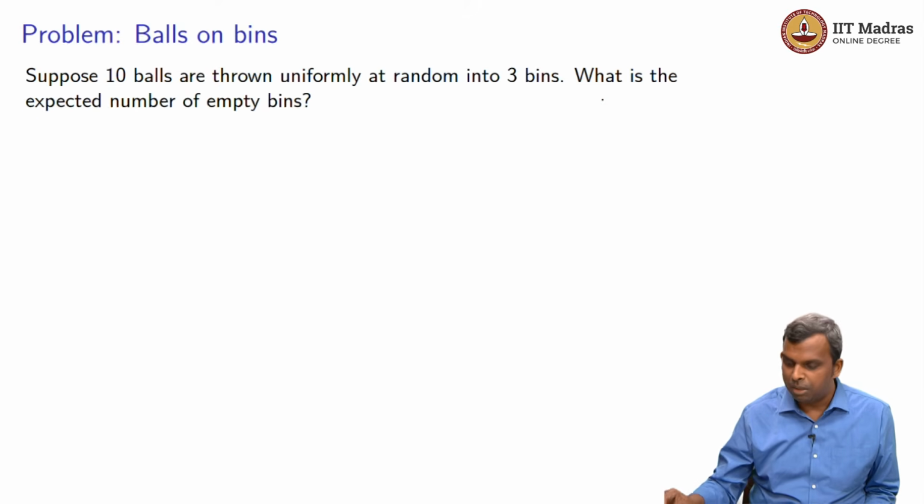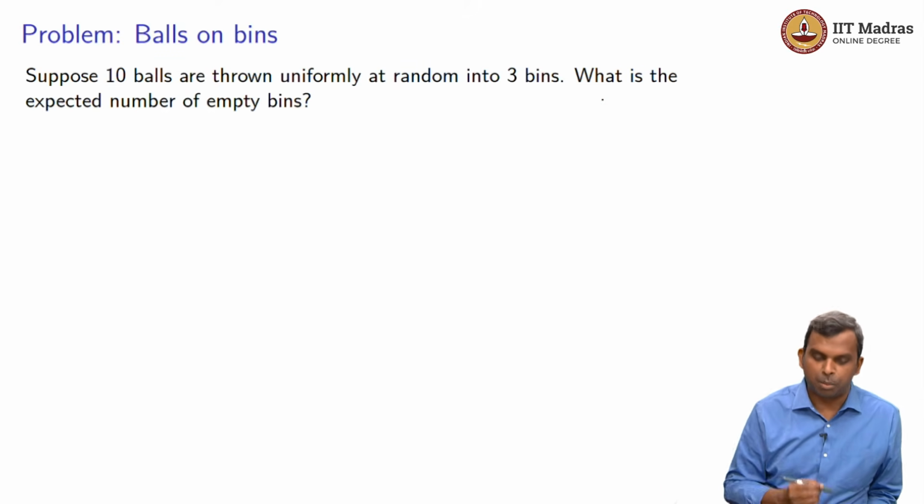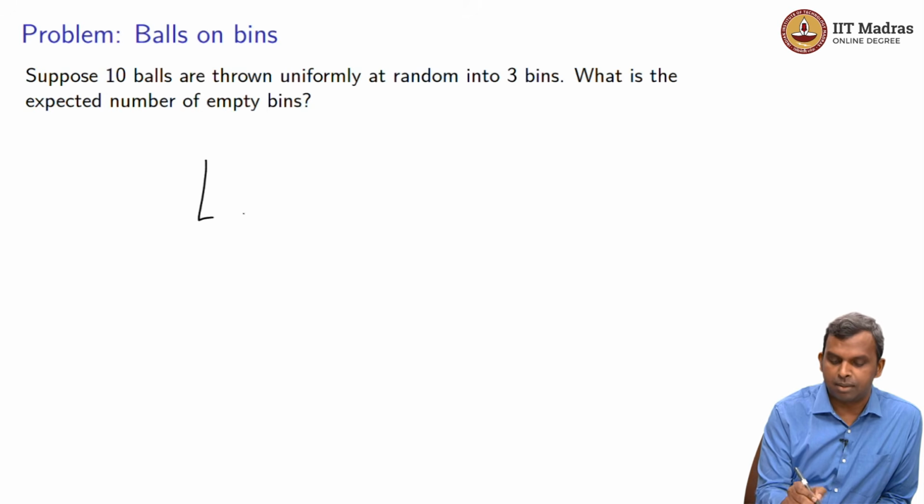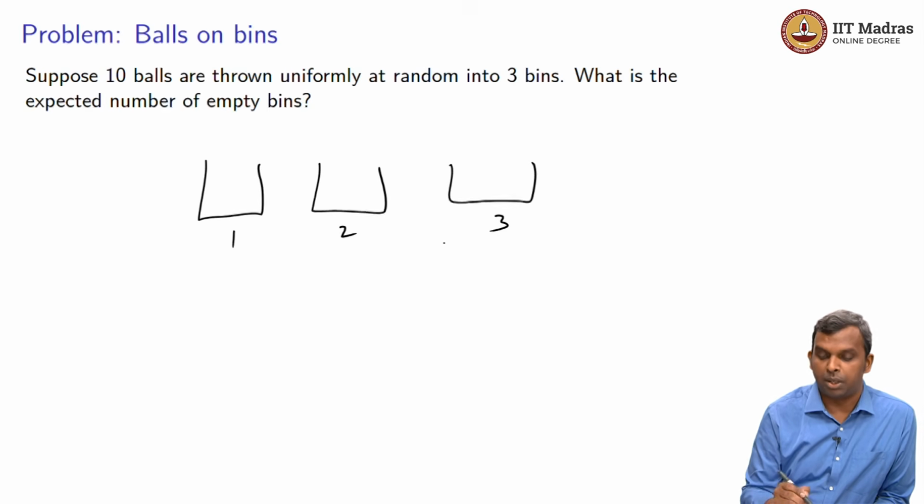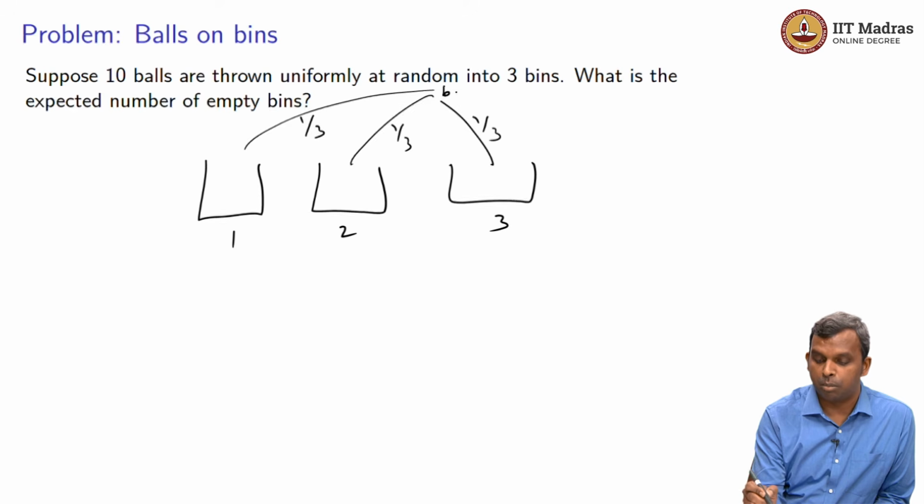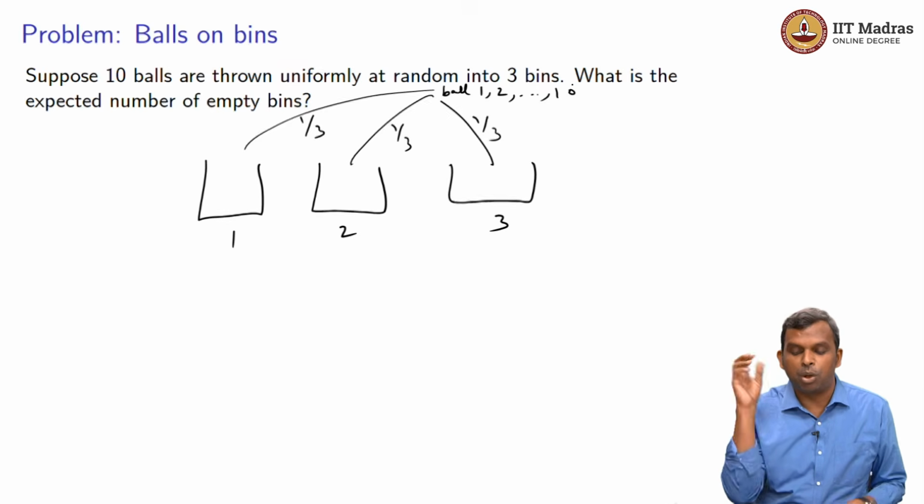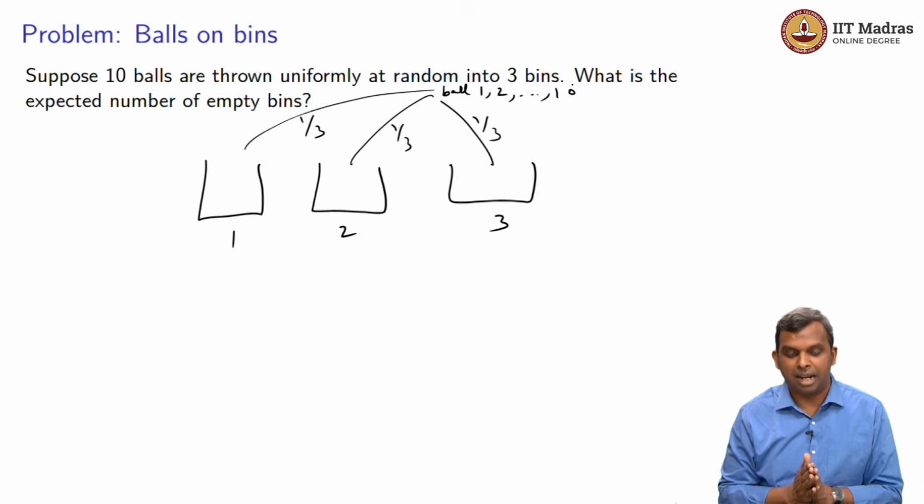Okay, so let me finally close with a simple little problem. We have here 3 bins. Let's call them bin 1, bin 2, bin 3, and 10 balls are thrown at random, and each could go into any of the bins with probability 1 by 3. Ball 1, ball 2, and so on till ball 10. One after the other, we throw 10 balls into any of these bins at random.